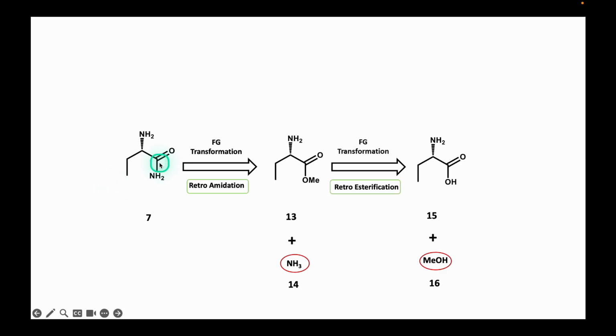The amide group of 7 functions as a retron, and, based on a retroamidation reaction, a functional group transformation produces ester 13 and ammonia 14 as raw materials. Another functional group transformation of 13 gives rise to amino acid 15 and methanol as a raw material.